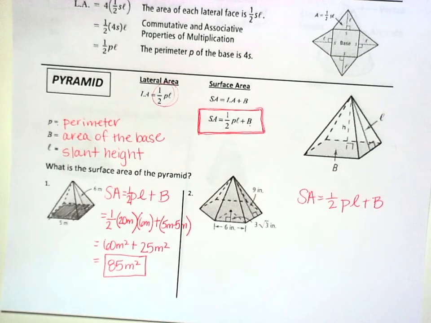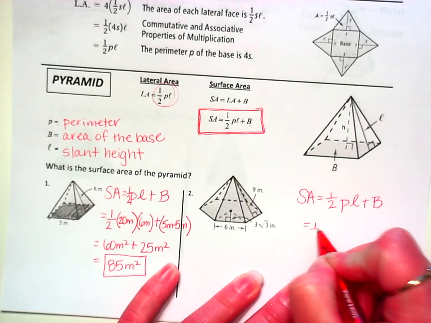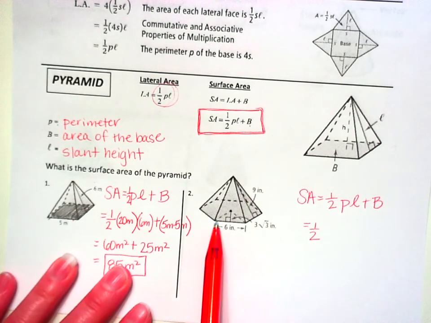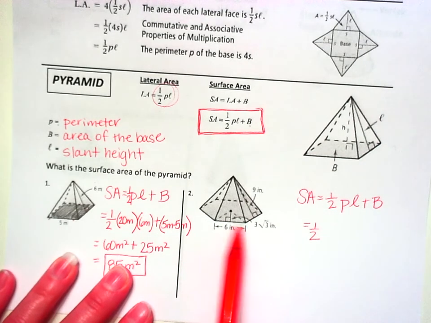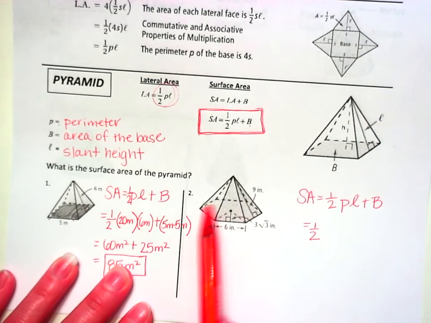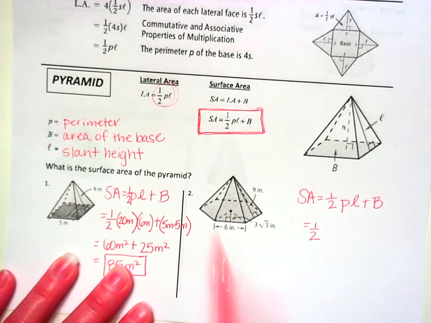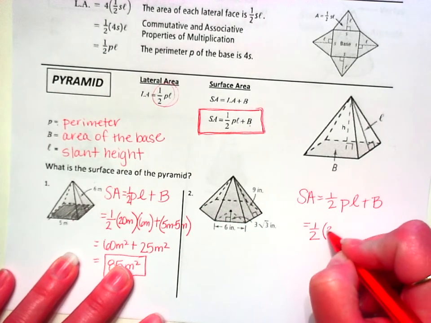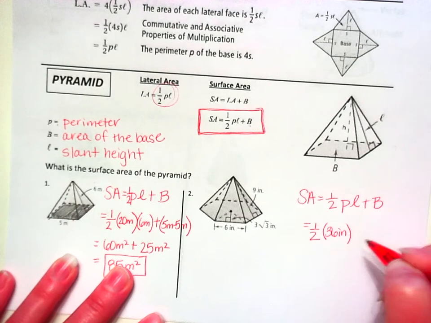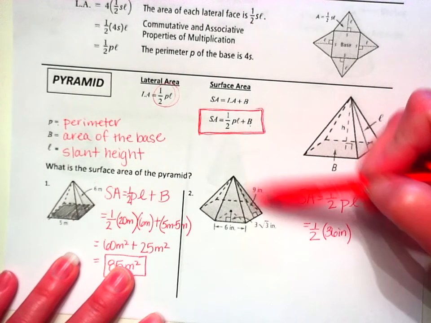Okay, so perimeter. Let's go ahead and plug that in. Our perimeter is going to be 6 times the 6 sides of the hexagon. So 6 plus 6 plus 6 plus 6 plus 6 plus 6, or 36 inches. The slant height is already there for us. It is 9 inches.